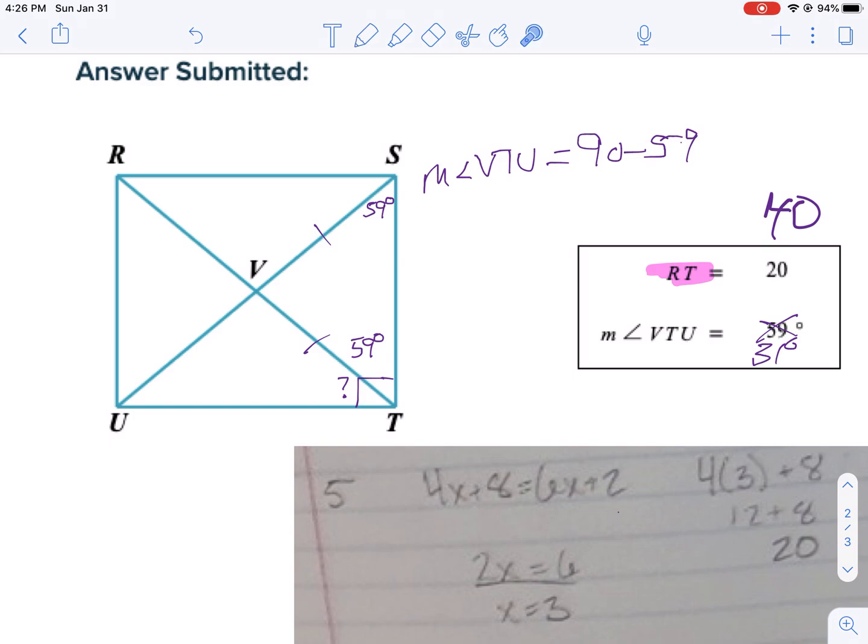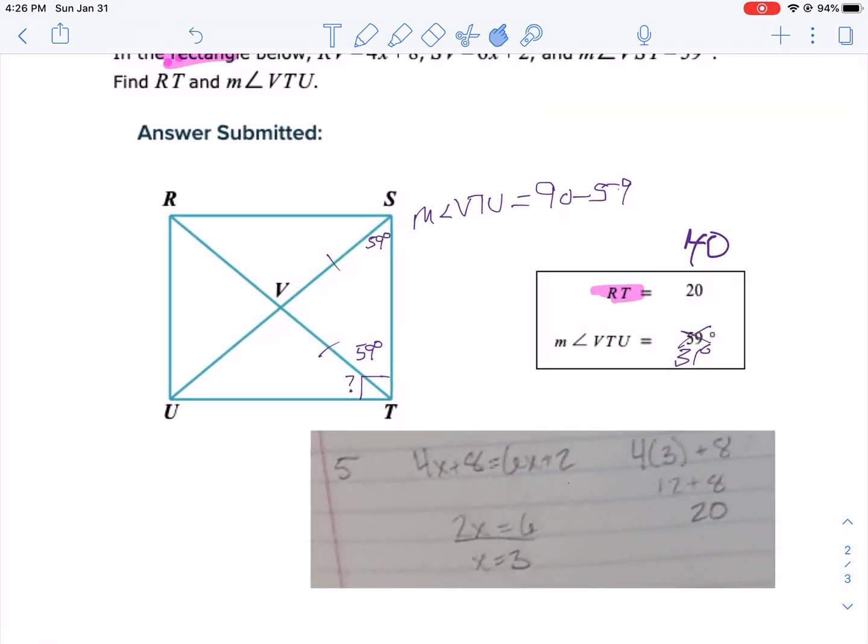I think you just found the wrong angle. I don't think you read the entire problem for R to T. Because otherwise I think you would have gotten it. Okay, so I reopen that quiz for you. Complete the redo on Monday.